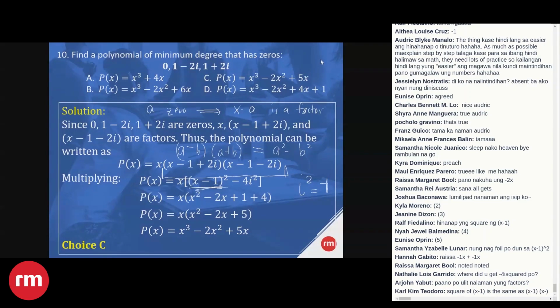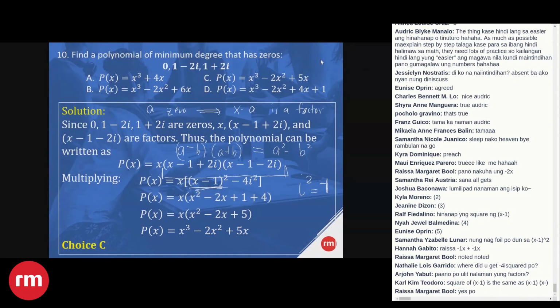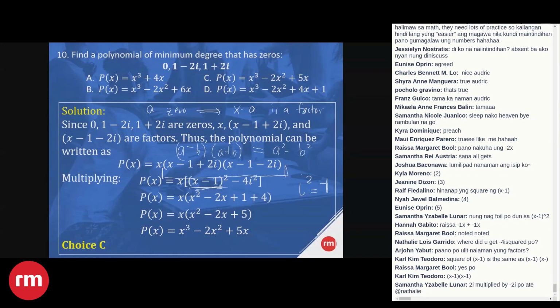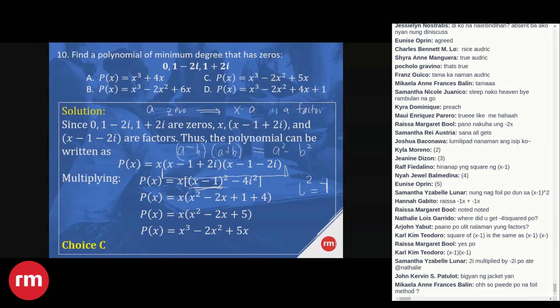Okay, paano po nalalaman yung factors? Okay, so you use factor theorem. So here, so ulitin natin dito ha. If you know a 0, if a is a 0, x minus a is a factor. This is how we got the factors. Is it okay, Arjun? Okay na? Yes, pwede mag-FOIL method, Micaela, if you forgot your special products. You will still arrive to x squared minus 2x plus 1 plus 4, or x squared minus 2x plus 5.